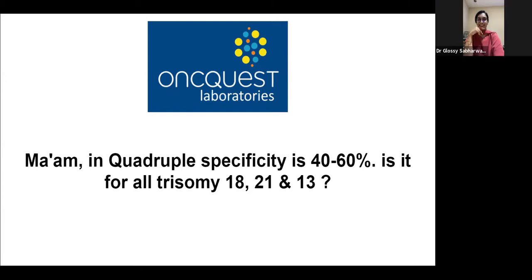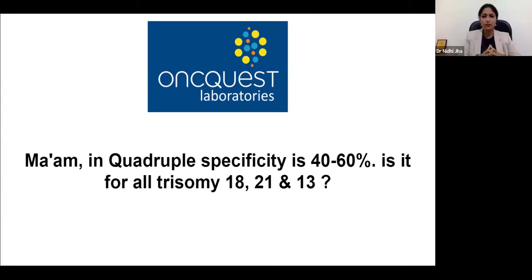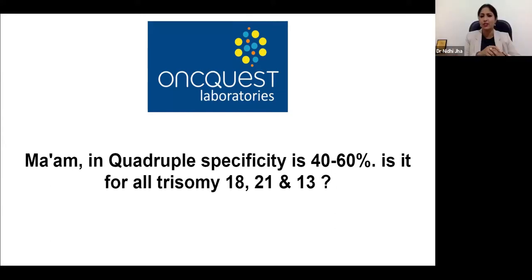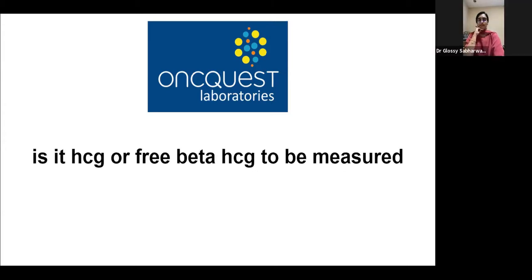Dr. Nidhi, next question to you, ma'am. In quadruple, specificity is 40 to 60%. Is it for all trisomies? I think this is for twins. This specificity of 40 to 60% is for twins, not for a singleton pregnancy. Yeah, it's not for a singleton. Okay, next question, please.